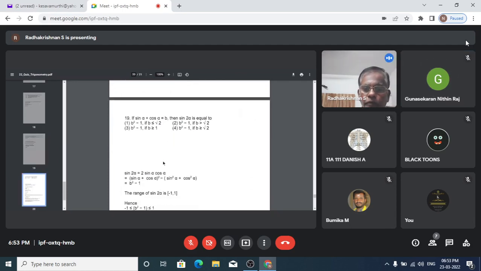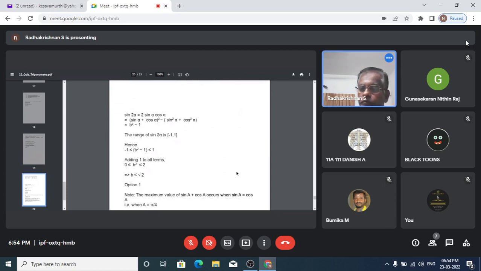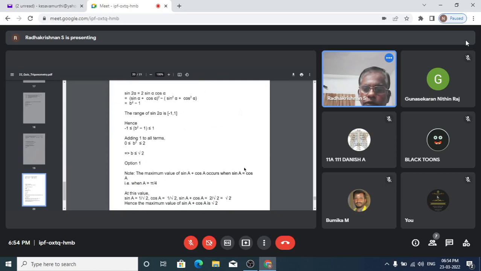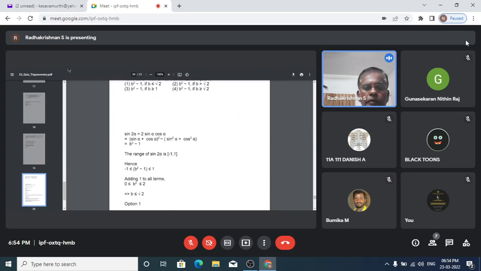Okay. Good. Very good, Nitin. You got it right. So option 1 is the right answer. So you see, sin 2 alpha equal to 2 sin alpha cos alpha, which is sin alpha plus cos alpha the whole square minus sin square alpha plus cos square alpha. That means b square minus 1.